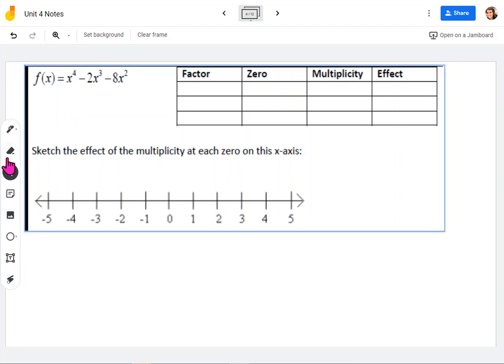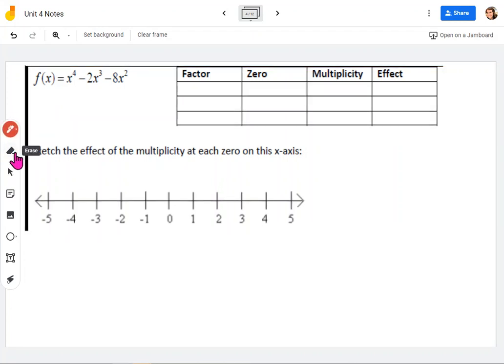This video is going to help you remember how to find factors, zeros, and their multiplicity, and what the effect is on the graph. So we're going to start with functions either being in standard form or factored form.